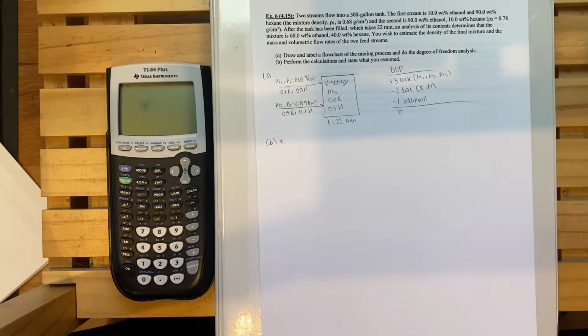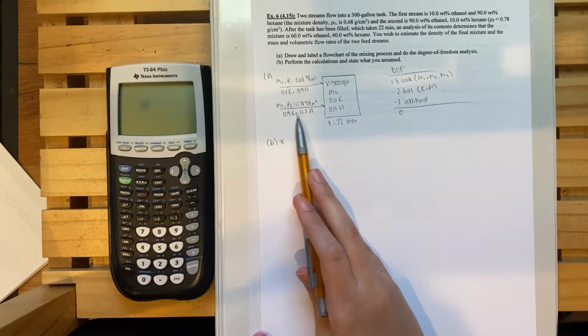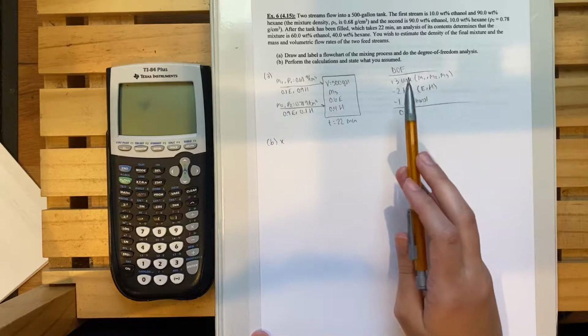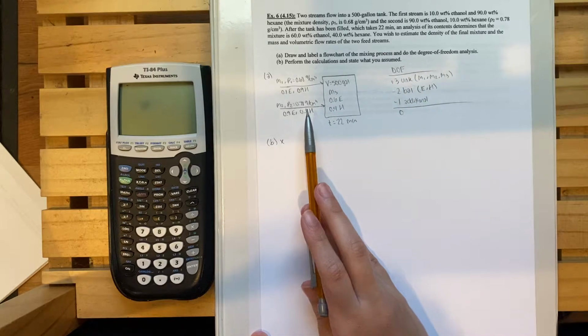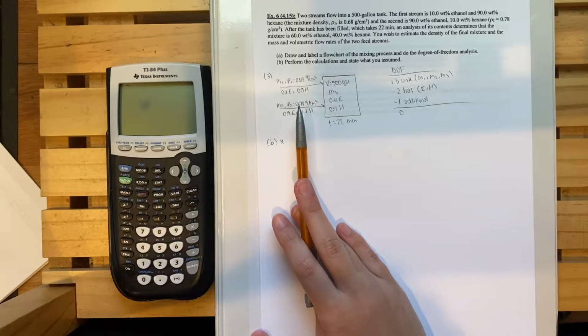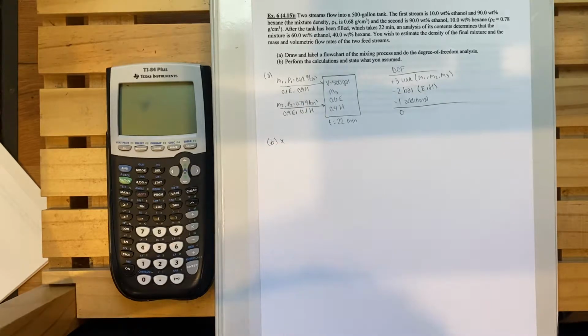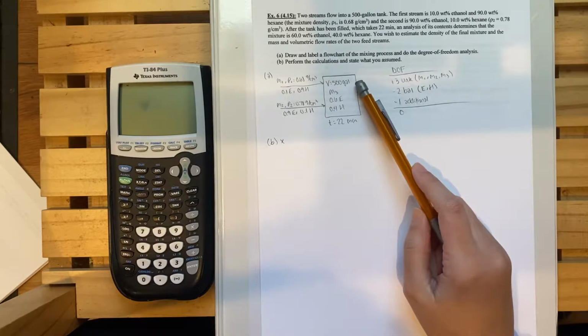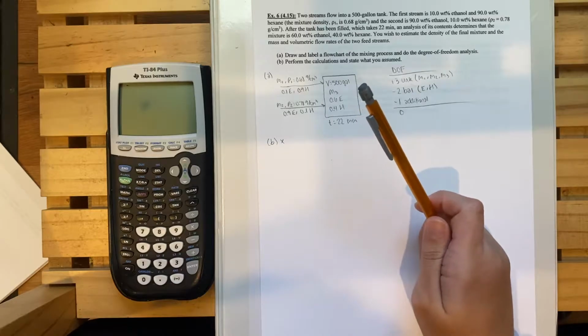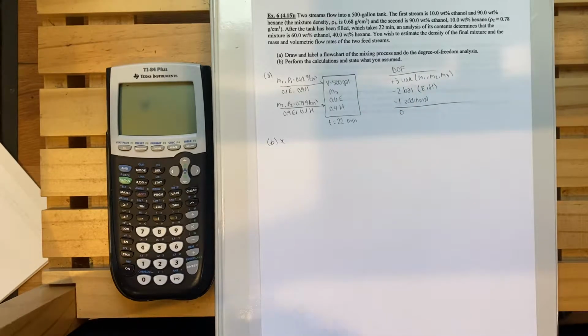So this problem's a little bit of a longer one when it comes to performing calculations. So I jumped ahead and I already drew the process out for us. We have a combining process here where we are combining two streams both containing ethanol and hexane at different concentrations. And we want to figure out the final density of the tank once we fill it up, and we are going to go ahead and start doing that.